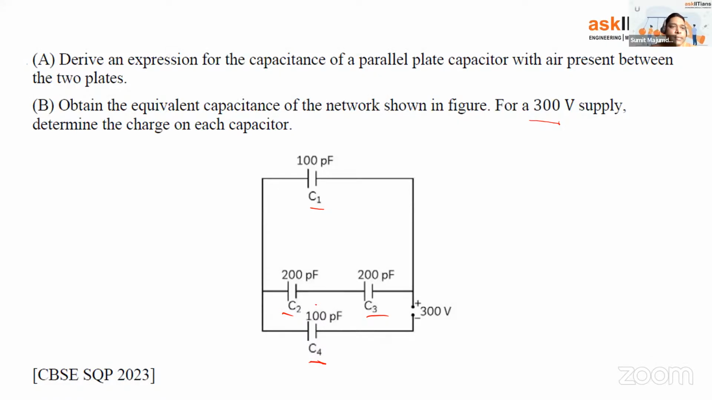So we have got the net capacitance. Now let's go back and see what else we need to find out in this question. The charge on each capacitance. Now, since you know how much the net capacitance is, right?